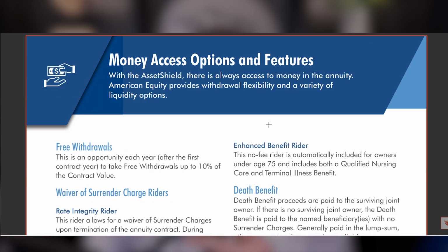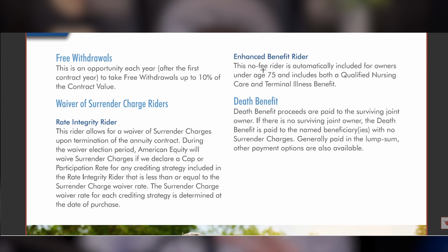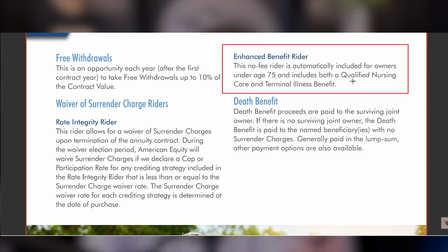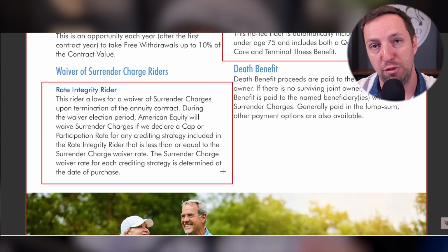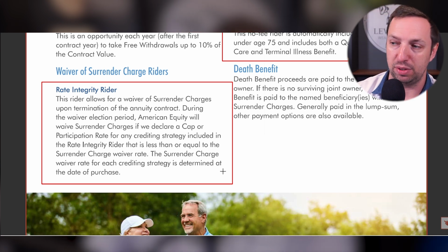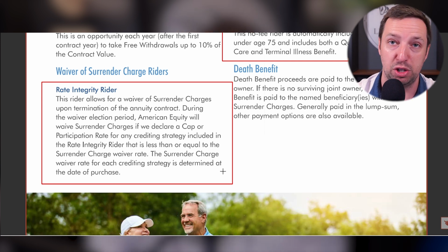And then one thing that I do like on this product is that they will essentially do two things for you. They give you an enhanced rider benefit for qualified nursing care or terminal illness, which essentially means you can get your money out if you fall under that qualified nursing care provision or if you're terminally ill. And then the second thing is they do have a bailout feature where they tell you up front, if we drop our caps below a certain threshold, you can get out of this product and waive surrender charges. So I like those two things. I think that's good for an accumulation focused product.